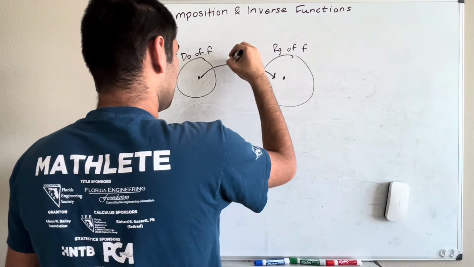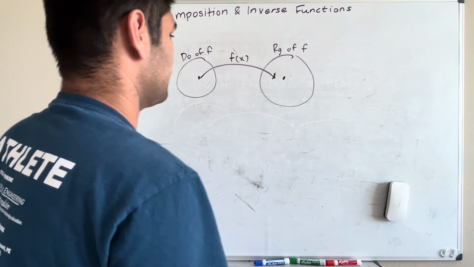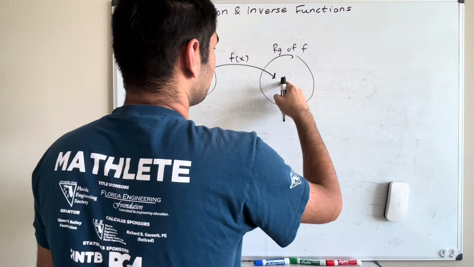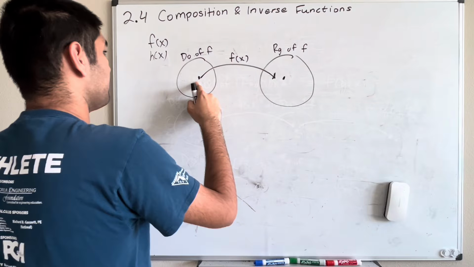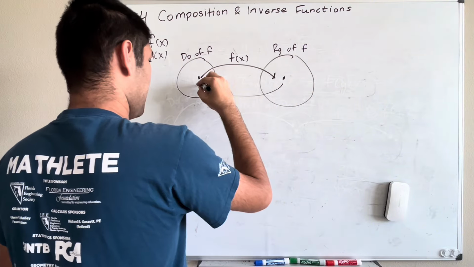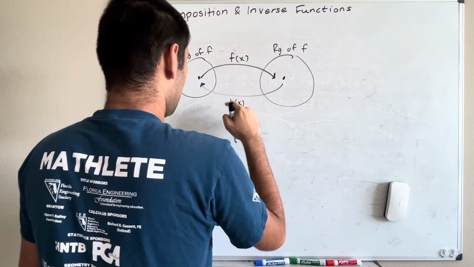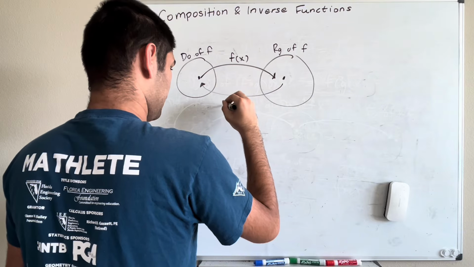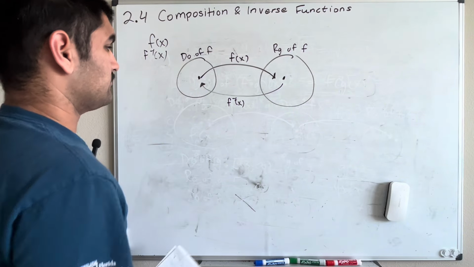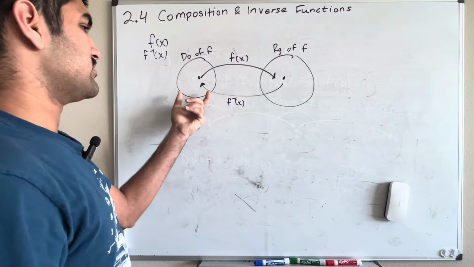We've already seen that to go from the domain of f to the range of f, that's what f of x does. What an inverse function does is it takes the element from the range of f and maps it back to the domain of f. So it takes this element and maps it back to this. That's what h of x does, and more commonly, we would call this f inverse. So I'm just going to change this to f inverse. That's what the inverse function does.